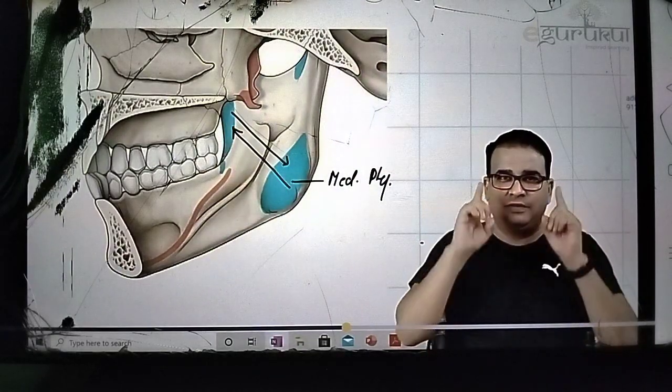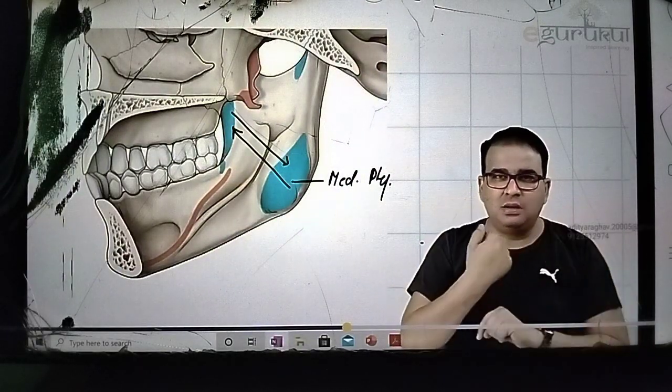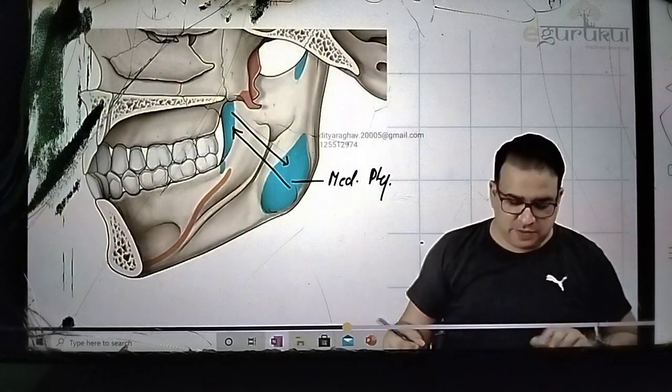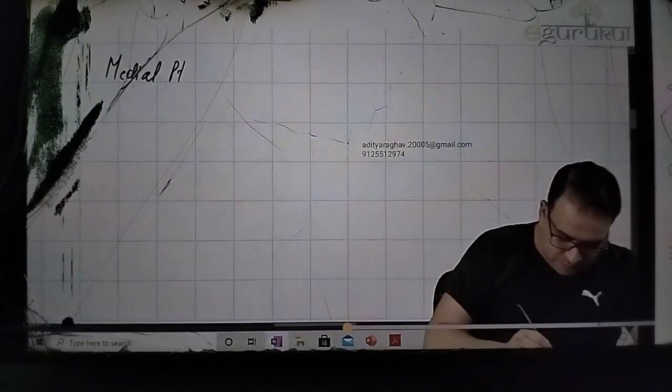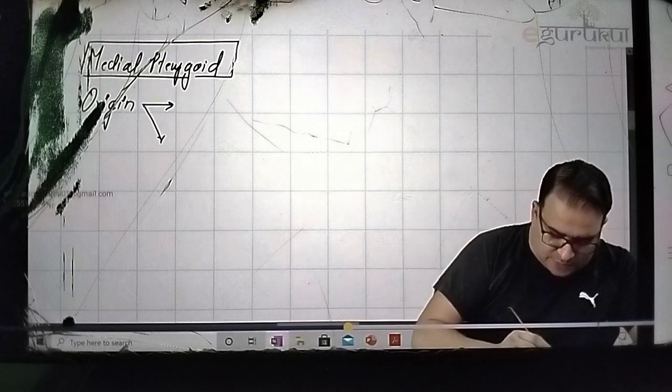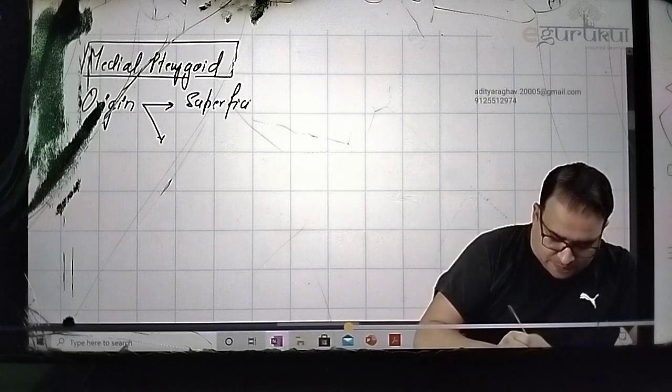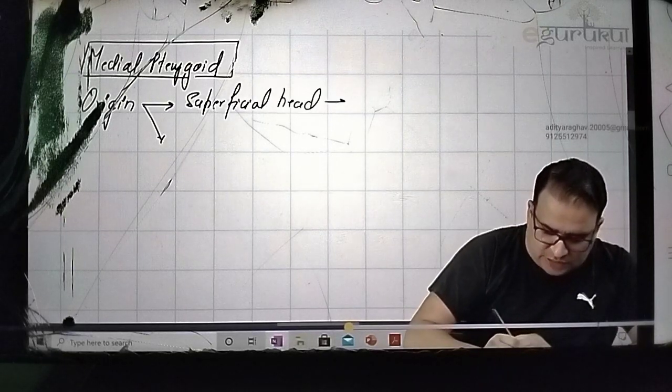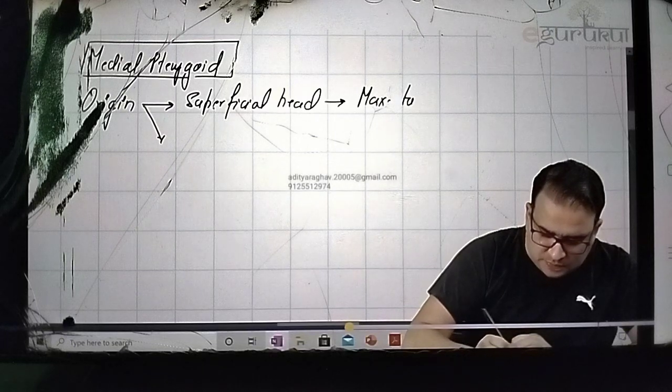So medial pterygoid action is what? Elevation of mandible, protraction of mandible, and sideways movement. Sideways. What is the medial pterygoid? Again, two heads. One is superficial head. What was the tuberosity? Maxillary tuberosity. That is maxillary tuberosity.